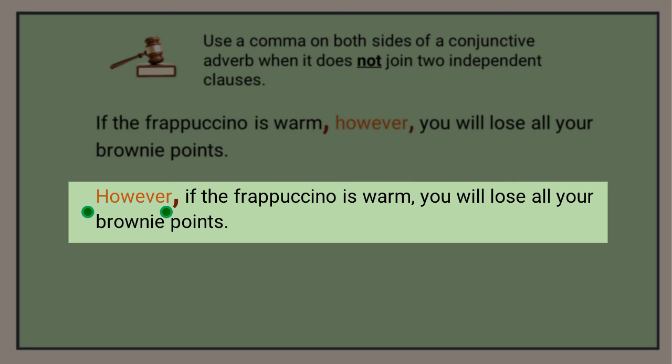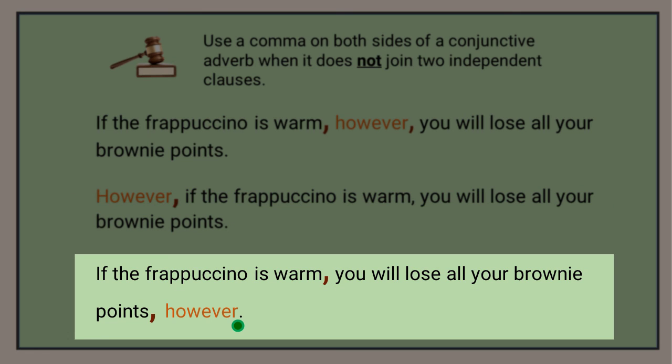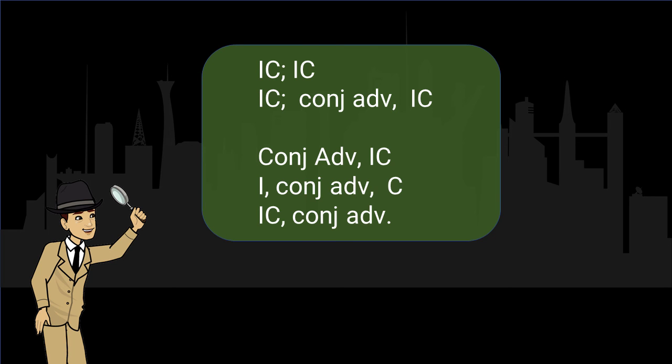We don't start sentences with commas, so we only need the comma after the however. Similarly, we don't put a comma right before a period at the end of a sentence, so the however at the end only needs a comma in front of it. Here are the punctuation patterns we've reviewed in this 2-part series on sentence structure.